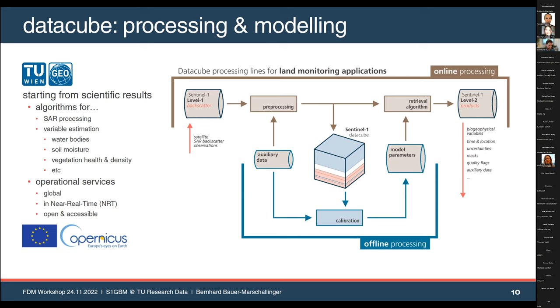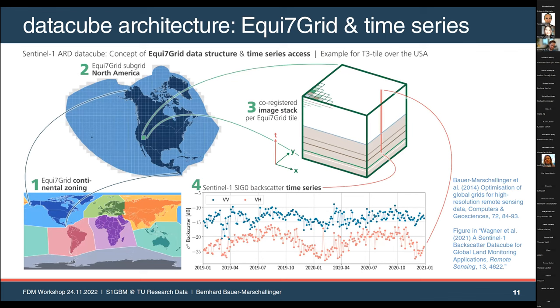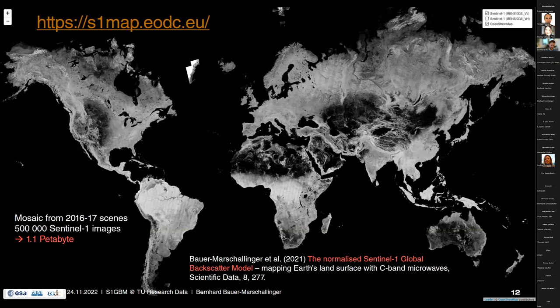One more slide about the data structure, which we invented some years ago, with this continental split so that we don't have this big geographic stretching, for example, here in Greenland, which is much larger than it should be. So we have these continental grids. Here we have the tiling, and within such a tile, we stack the images. And then we can access the images, but also the time series. So there is a red vertical line here that we can use to perform our analysis. And all this was necessary so that we could achieve this project I present here today.